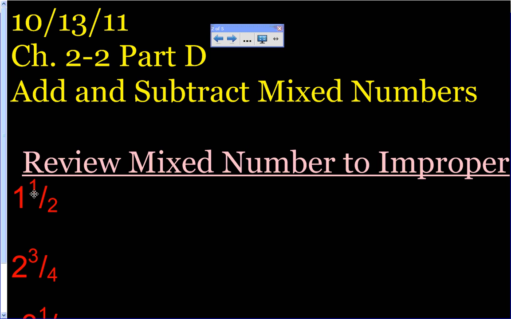1 1/2, we want to change it to an improper fraction. So again, if you remember, you multiply and add. I think some of you learned this times this plus that. That's fine if you want to do it that way. So 1 times 2 is 2, plus 1 is 3, and the denominator stays the same. Multiply, add, so 2 times 4 is 8, plus 3 is 11.